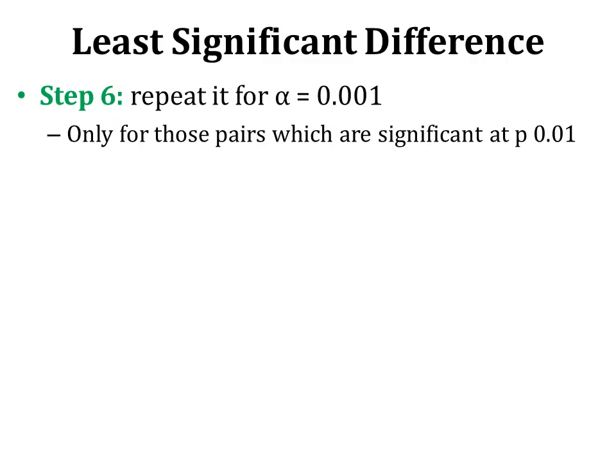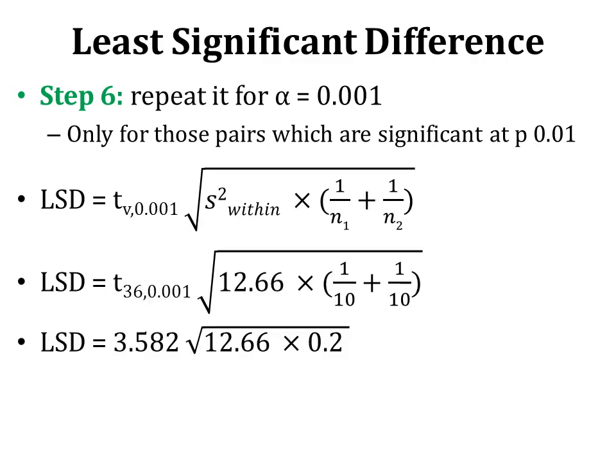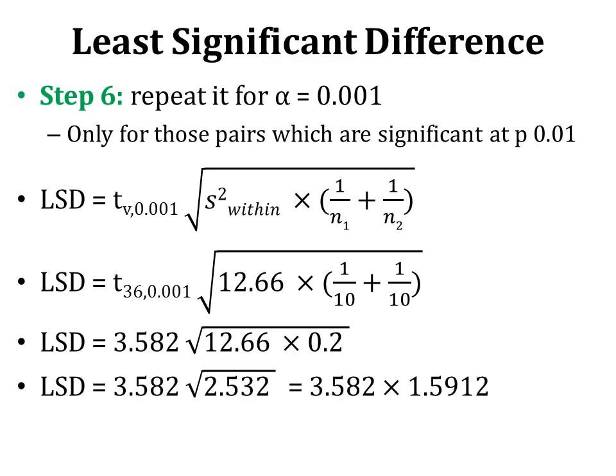So the next step is to repeat the LSD calculation for 0.001, but only for those pairs which are significant at 0.01, right? And this is the same formula that we are going to use, only the t-value is going to change, and that t-value at 36 degrees of freedom and 0.001 significance level is 3.582. So we multiply 12.66 by 0.2, we get the value 2.532. We take the square root of this value and multiply the answer by 3.582, and we get our LSD, which is 5.6997, right? So this is the LSD, or least significant difference, at the 0.001 significance level.